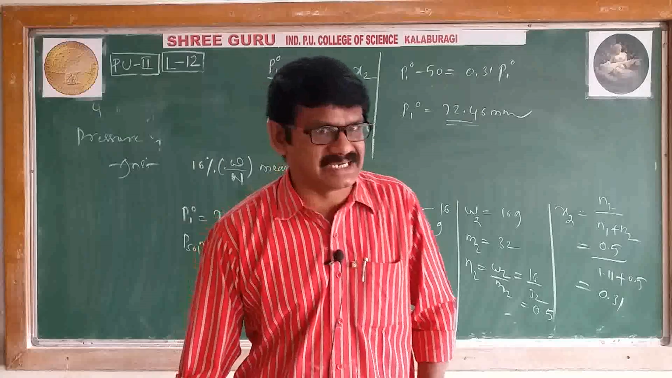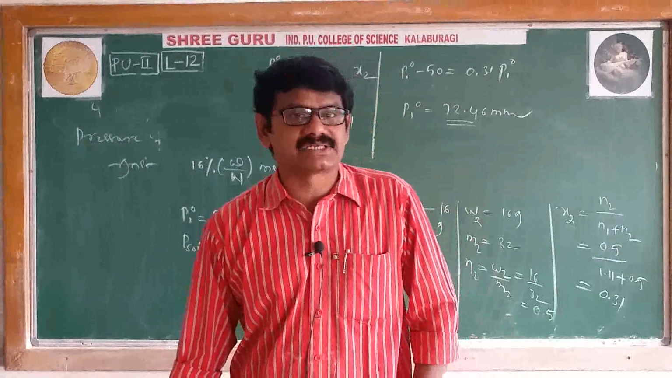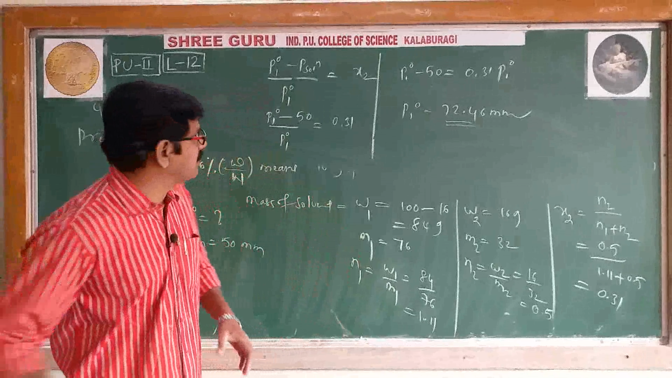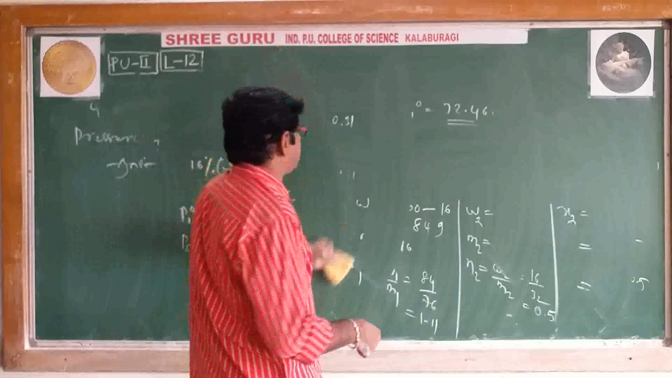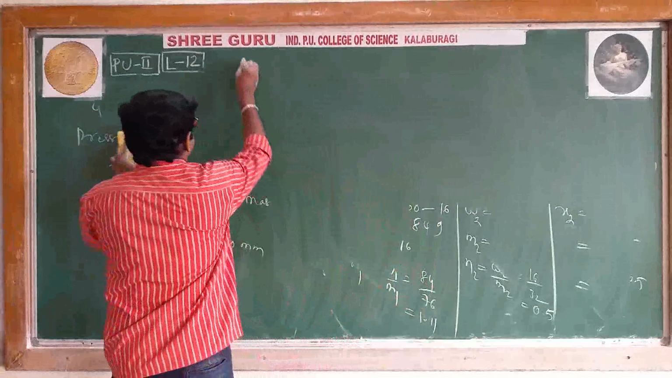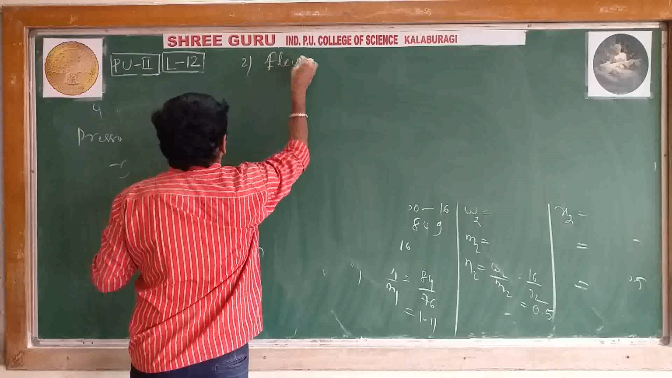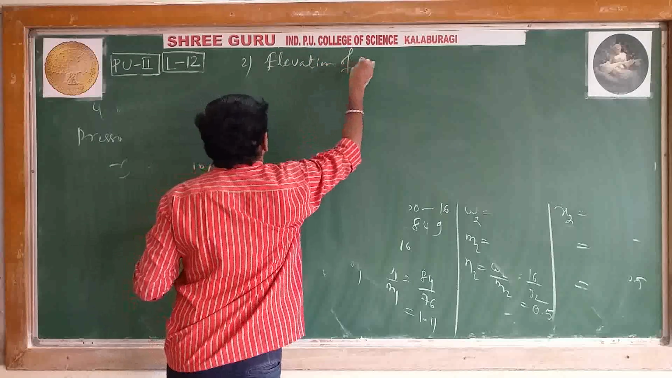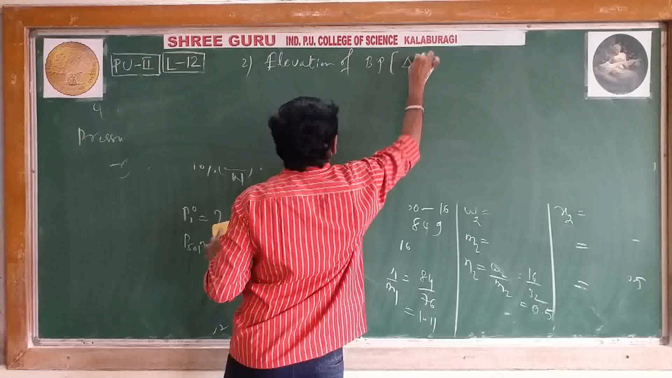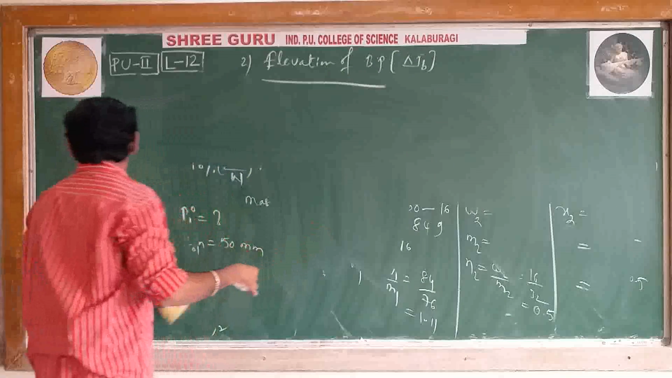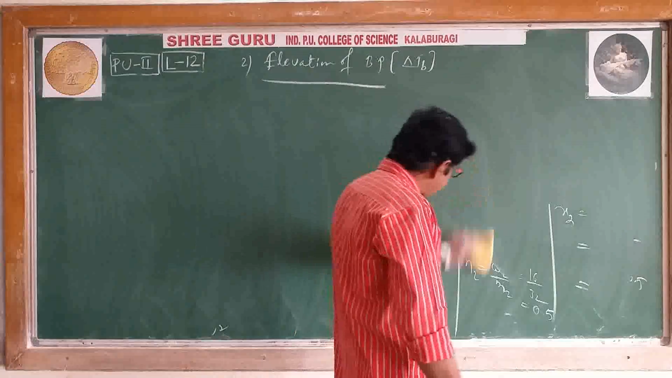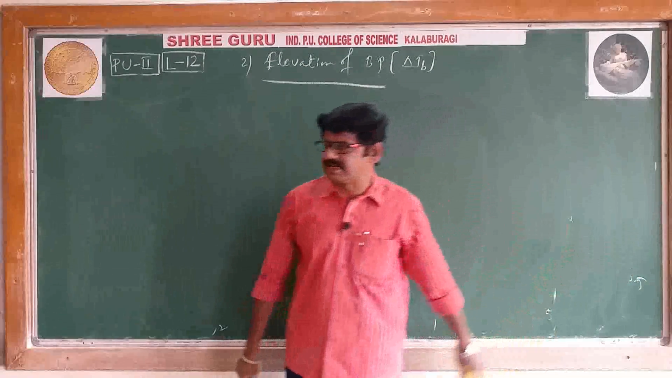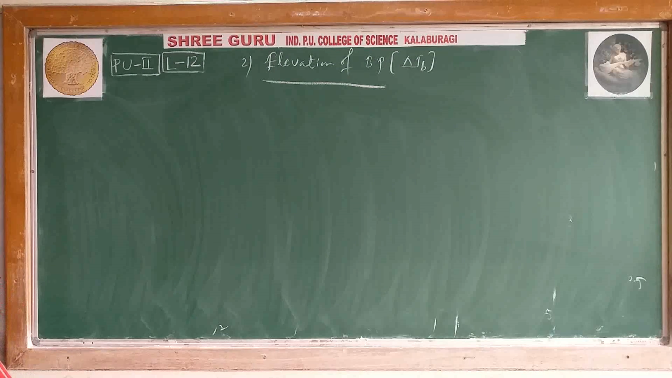Directly we'll start the second colligative property, that is elevation in boiling point. Elevation in boiling point or elevation of boiling point, doesn't matter. It will be indicated with the delta Tb symbol. Let's see now what is meant by elevation of boiling point. Name itself indicates elevation. Elevation is nothing but increase of boiling point.